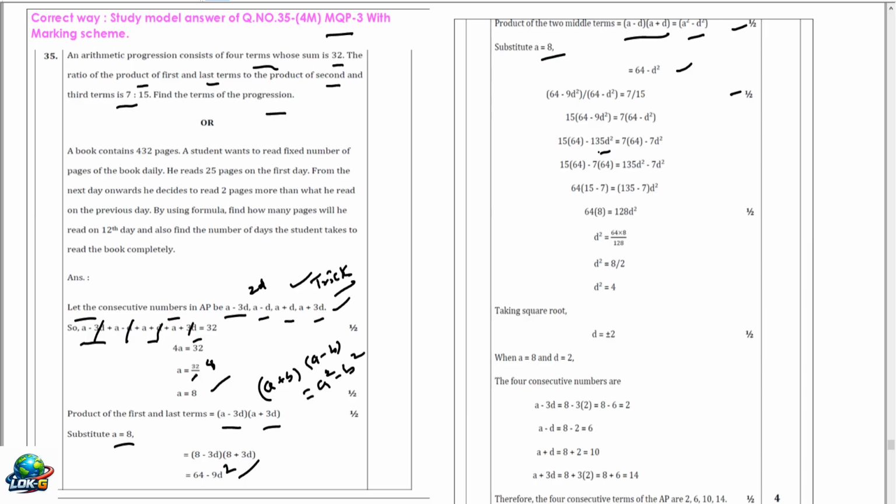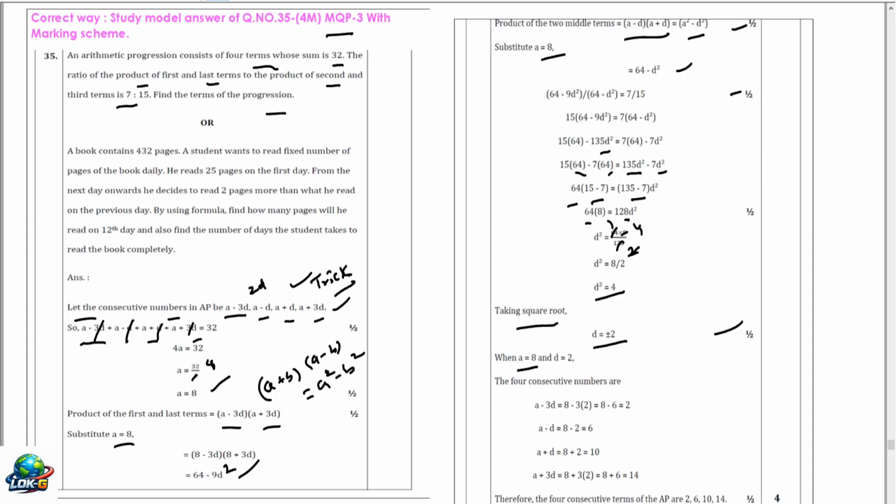Okay? Take minus 135 D square to the right, and you take 7 into 64 to the left. Don't multiply. Take 64 common. You will get 15 minus 7 is 8. Here D square common. 135 minus 7 is 128. 64. Now you can take 128 to the left. 64 ones are 64, 64 twos are 128. 2 ones are 2, 2 fours are 8. You will get D square is equal to 4. Taking square root, you will get D is either plus or minus 2.